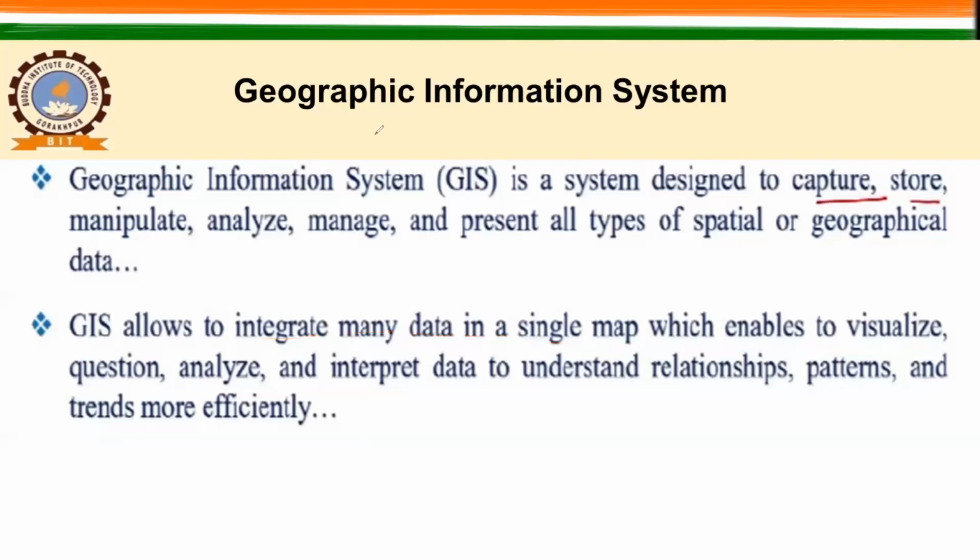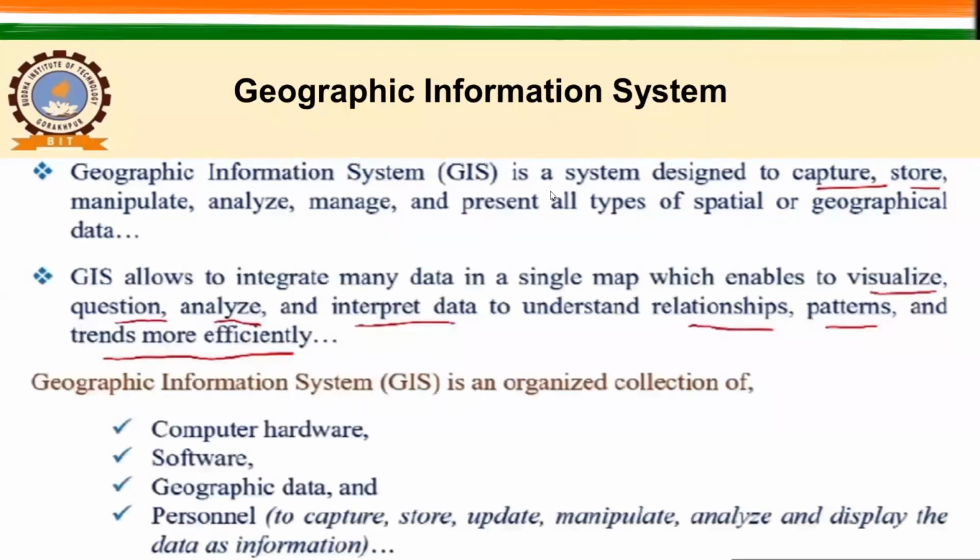एक चीज और देखिए GIS के बारे में. For GIS, that is for the Geographical Information System, is an organized collection of what? Organized collection of computer hardware, software, geographic data, and a personnel who can capture, store, update, manipulate, analyze, and display the data as information.